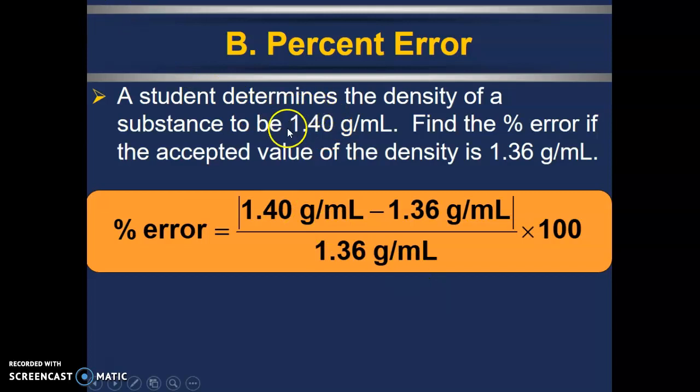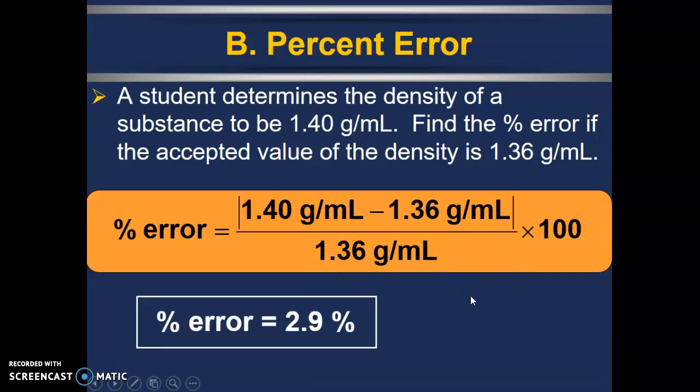Okay, so the student's measured value is 1.4, so we plug that in. And then the accepted value, or the literature value, is 1.36, so we plug that into both locations. And then we simply do the math. So 1.4 minus 1.36 is 0.04, divide that by 1.36, multiply by 100, we get a percent error of 2.9%.